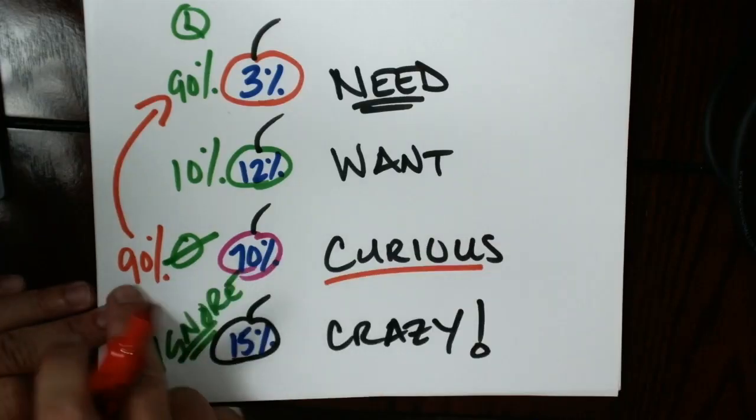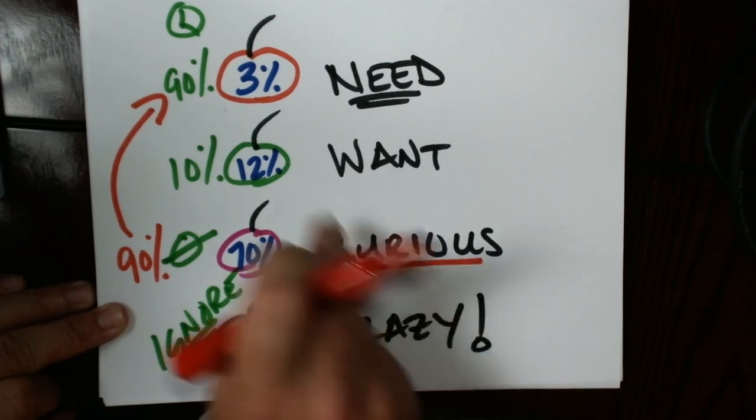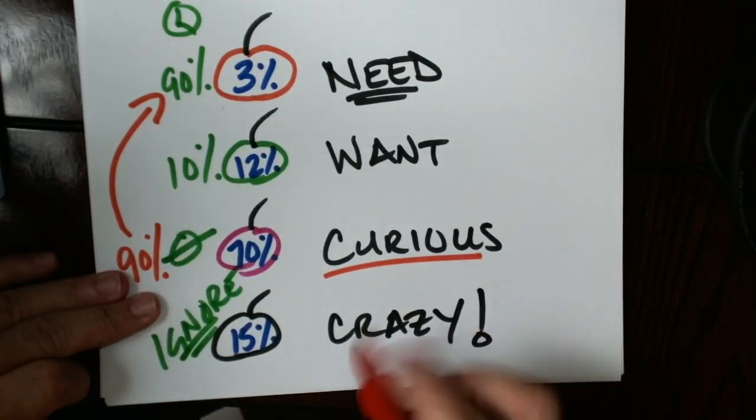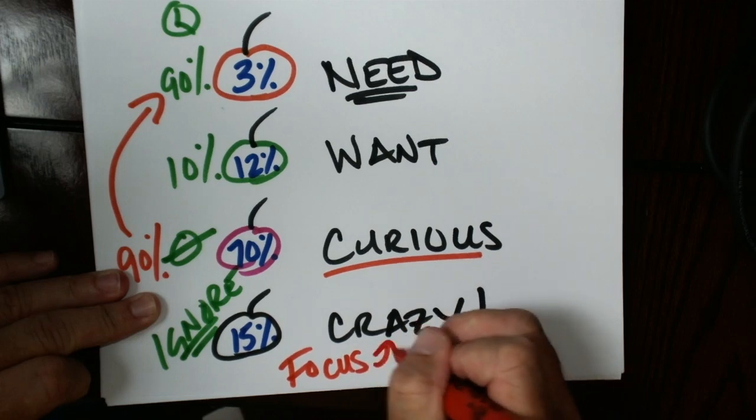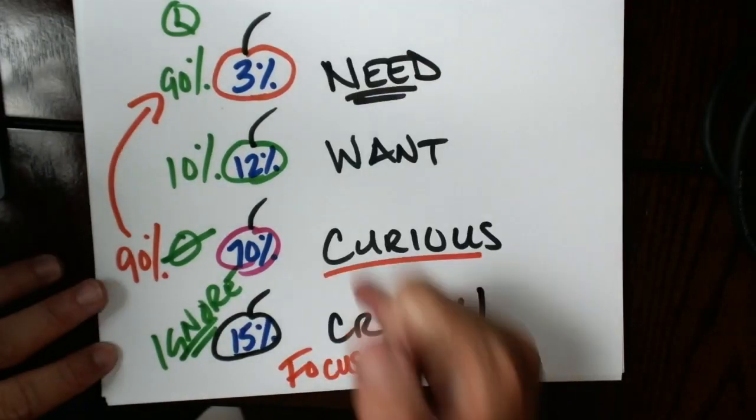So they spend 90% of their time with the curious apples, trying to turn them red, and they focus on the crazies. They can't get those negative experiences out of their head, and it messes up all of their interaction with the other apples that are out there. The other 85% that are out there waiting for you, that are looking for what you have to offer. All right, so now you know these are the 4 types.